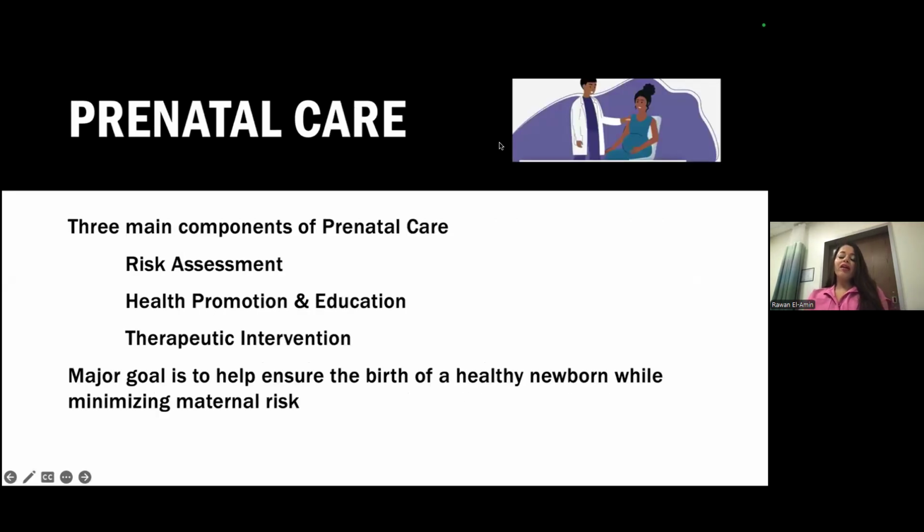Well, prenatal care plays such an important role in this. So our goal with prenatal care is to help ensure the birth of a healthy newborn and minimize the risk for mom. The three components of prenatal care are a risk assessment, health promotion and education, and therapeutic intervention.